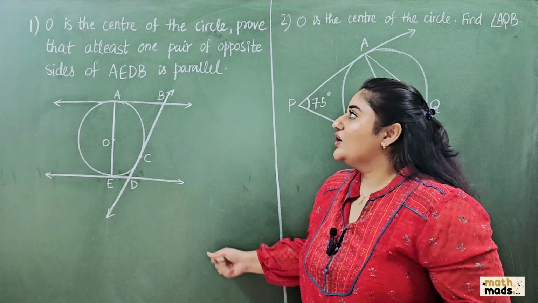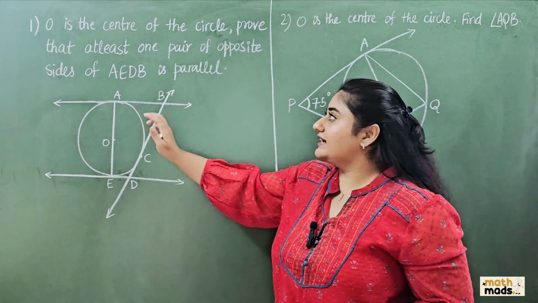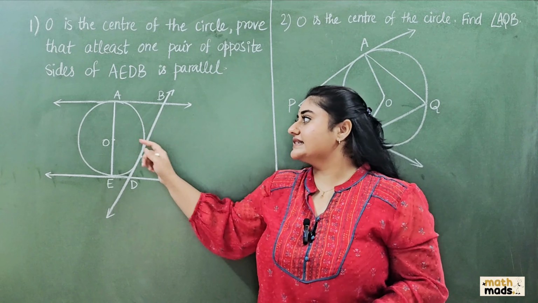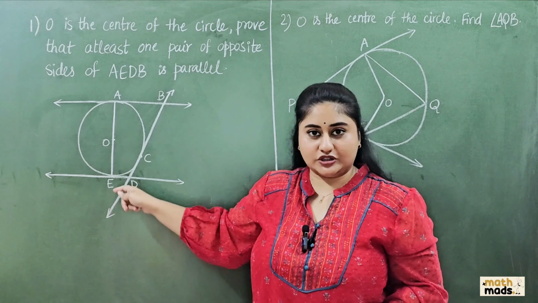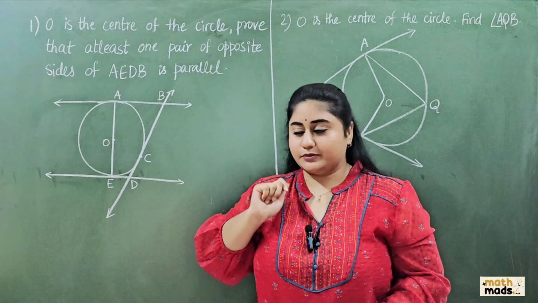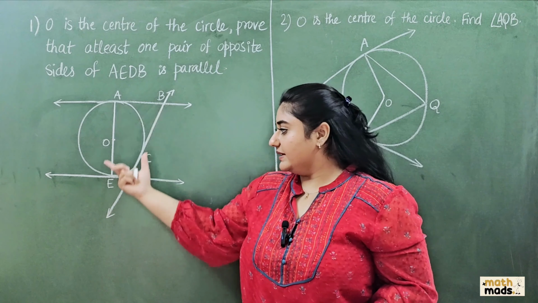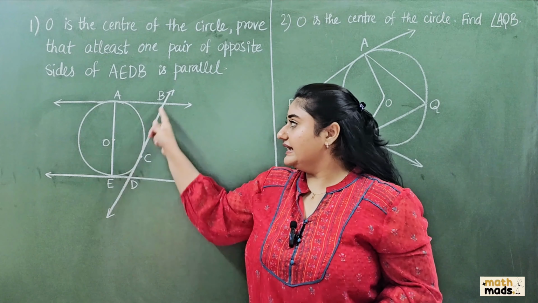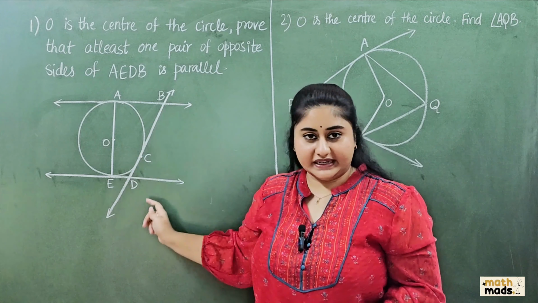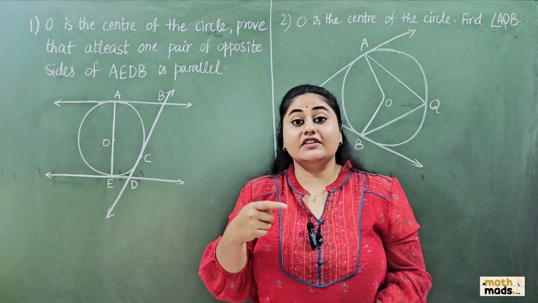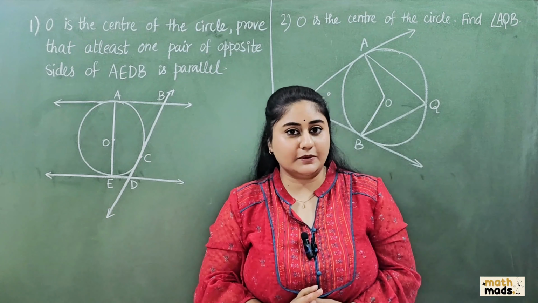The first one is, O is the center of the circle. Prove that at least one pair of opposite sides of this quadrilateral AEDB is parallel. That is what I am supposed to prove. Which are the opposite sides? AB and ED, and AE and BD. So these are the opposite sides. So any one pair I am supposed to prove that they are parallel.